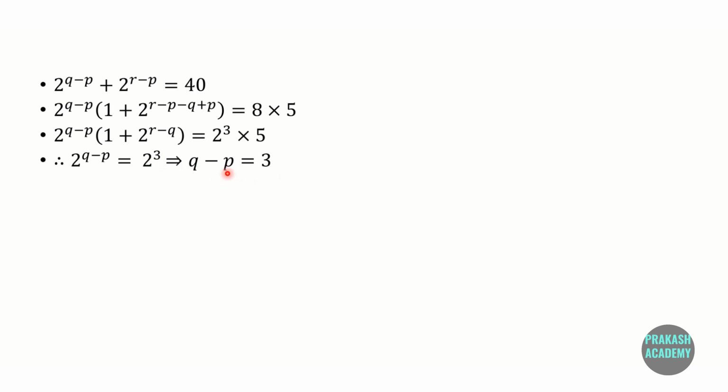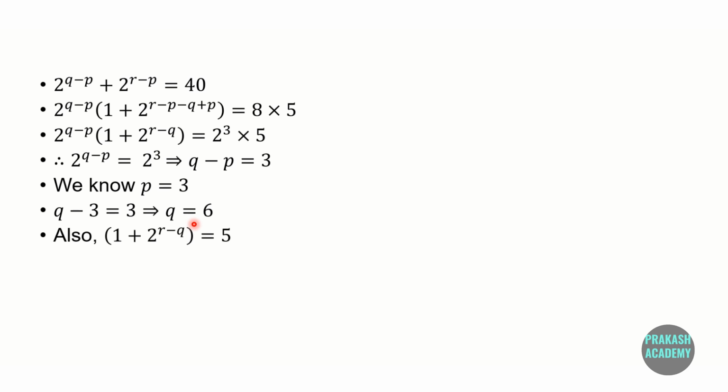But we already know the value of P, so I can plug in P equals 3. So this becomes Q minus 3 is equal to 3. This means Q equals 6, because I can take this 3 to this side. So 3 plus 3, so Q is equal to 6.